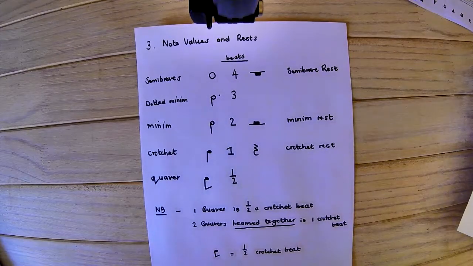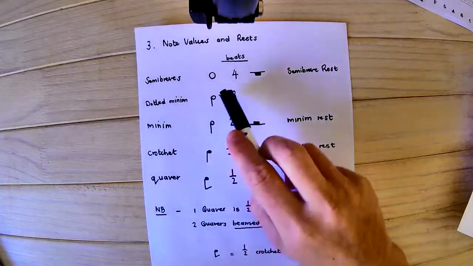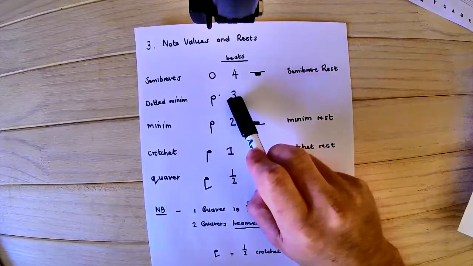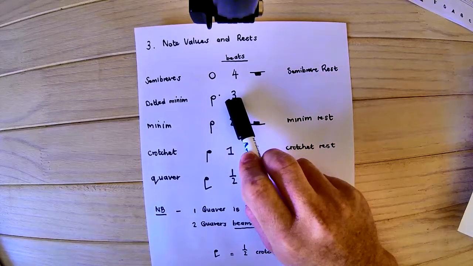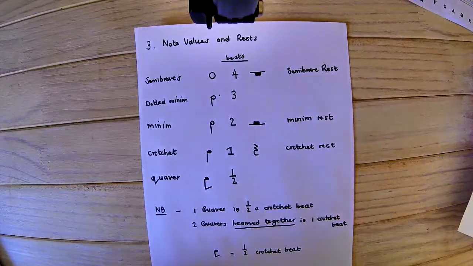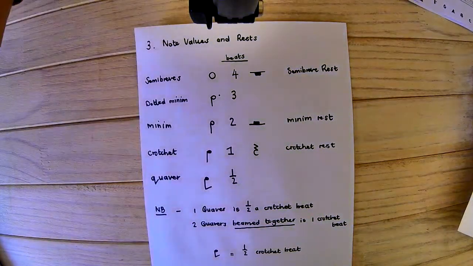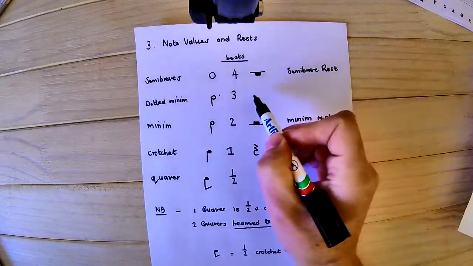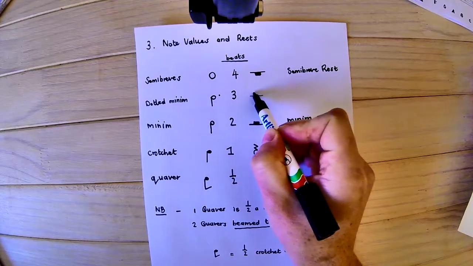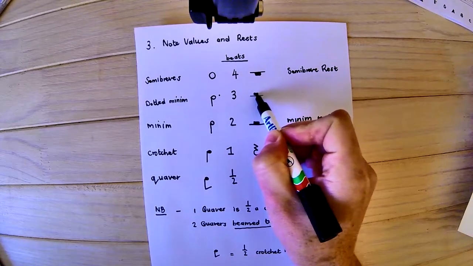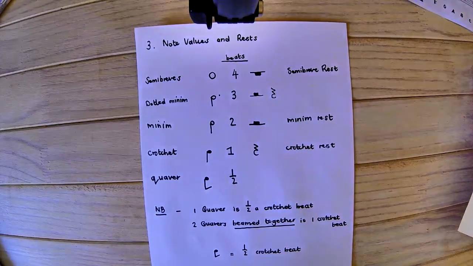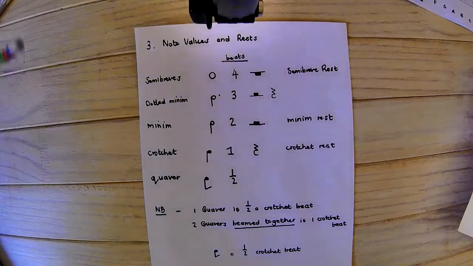Then we have the dotted minim, which is a minim with a dot put right next to it, which counts 3 crotchet beats. And usually when we need to write out the rest group for the dotted minim, we're going to use a minim rest and a crotchet rest together like so.